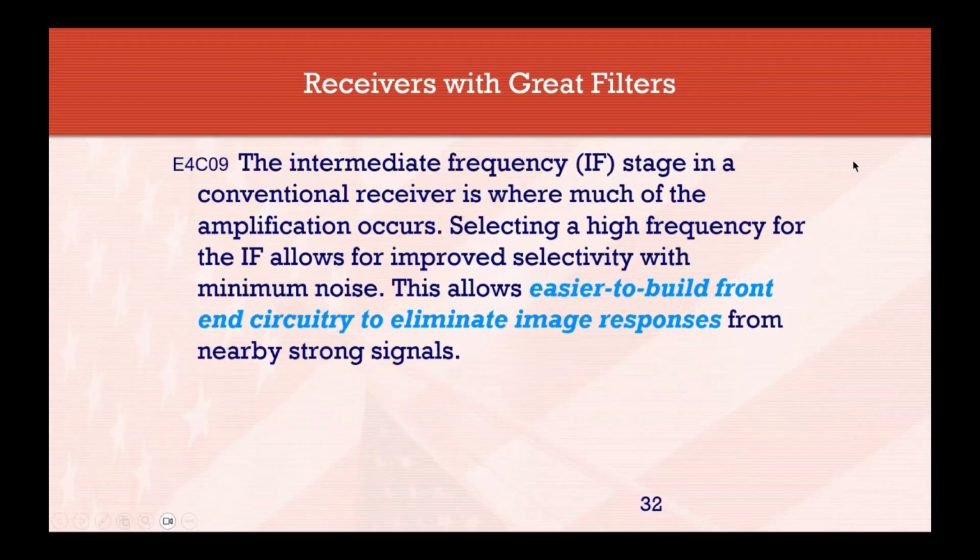Okay, keep going. The IF stage in a conventional receiver is where much of the amplification occurs. Selecting a high frequency for the IF allows for improved selectivity with minimum noise. This allows easier to build front-end circuitry to eliminate the image responses from nearby strong signals. You remember the images are images of the signal that are above or below what we're actually looking for that get in our way.